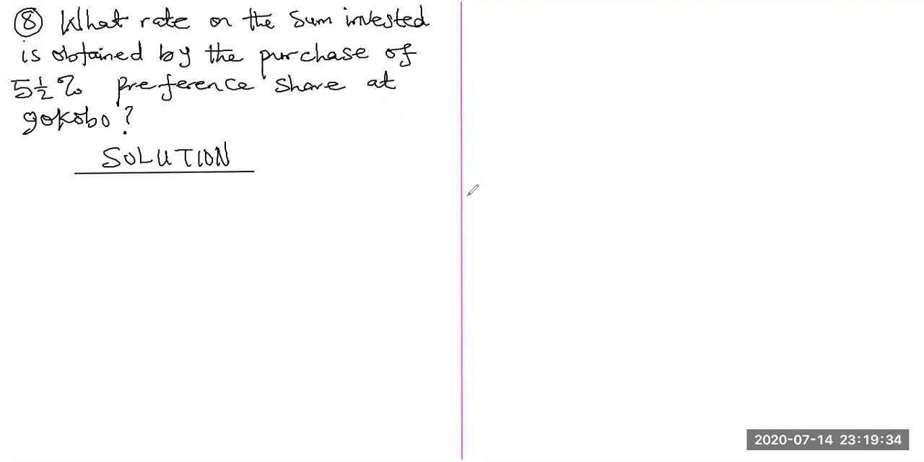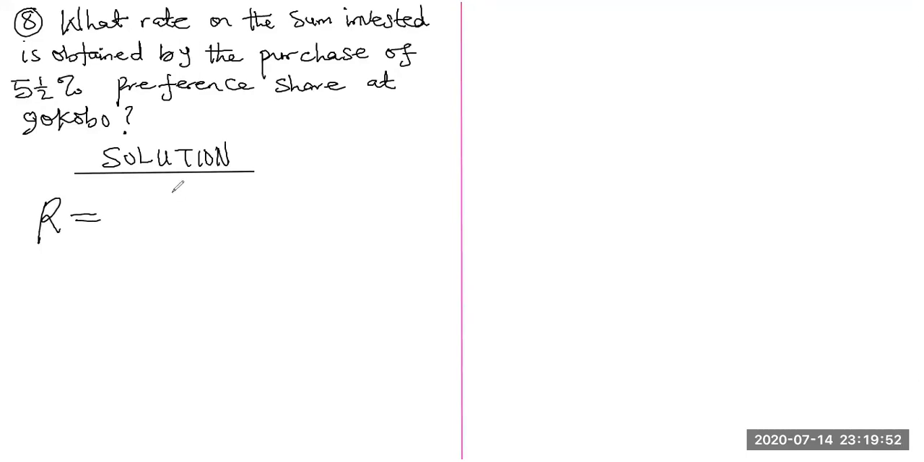Okay, question 8. Question 8 says, what rate on the sum invested is obtained by the purchase of 5.5% preference shares at 90 kobo? If you look at this question 8, we are not given the nominal value, but we are given the percentage. So you may say, how will I find the dividend and all that? But look up here, it says what rate, it is asking for rate. So just define your rate first of all.